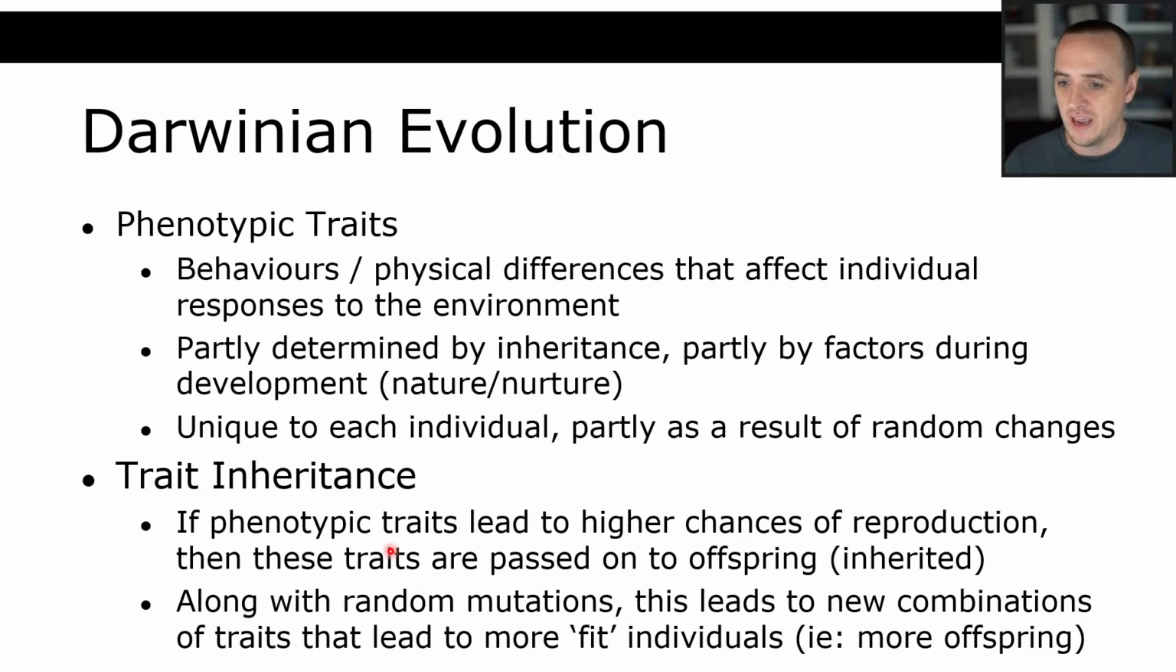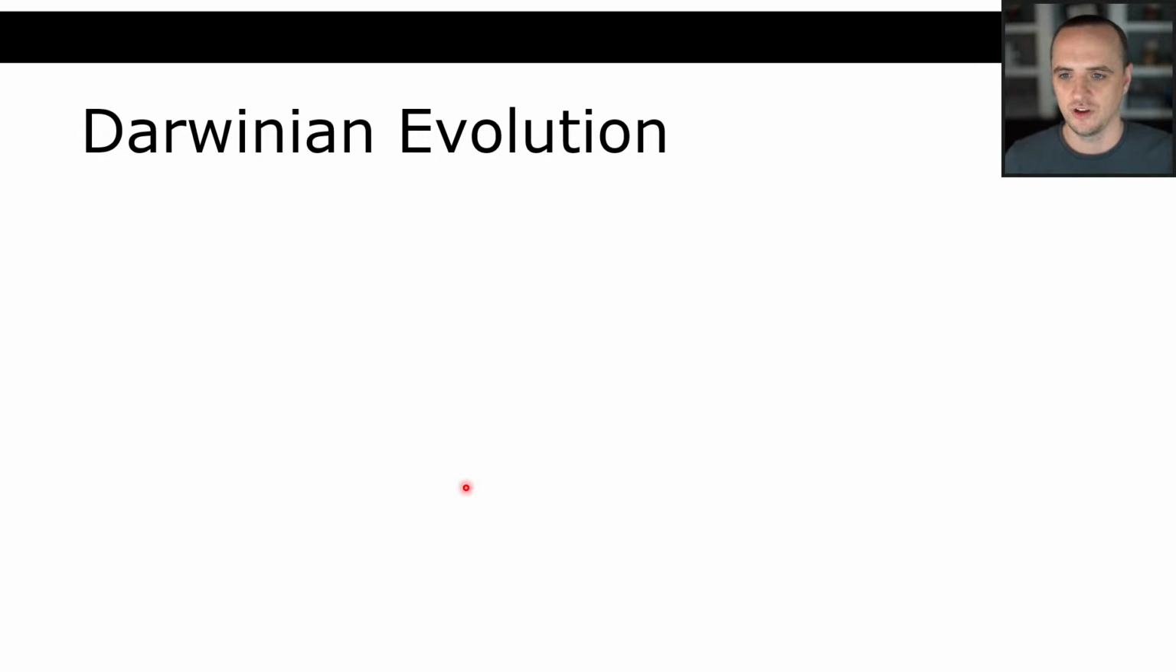Okay? So if specific phenotypic traits lead to higher chances of reproduction, then those traits will be passed on to offspring. All right, so let's keep going.